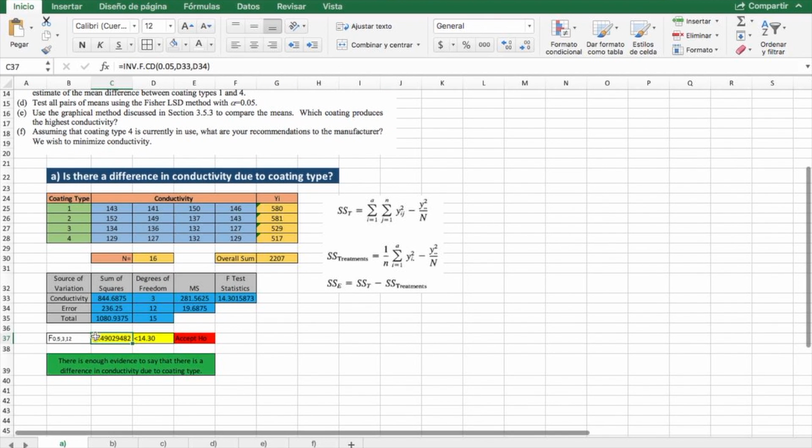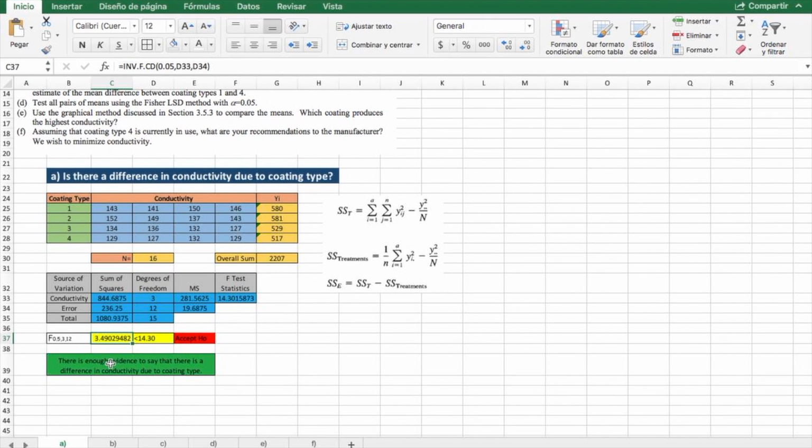Because the number that we obtain in the table is smaller than the F test statistic, we have to reject the null hypothesis. And this tells us that there is enough evidence to say that there is a difference in conductivity due to coating type.